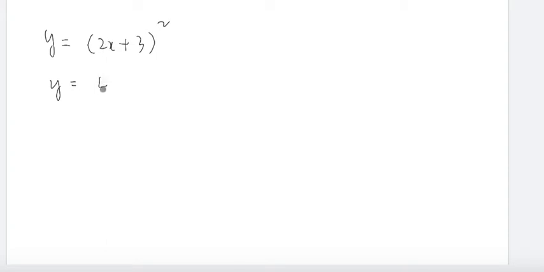So 2 times 2, 4x squared, plus 3 times 2, 6. 6 times 2, 12x, plus 3 times 3, 9. Then you do the differentiation: 8x plus 12. Finish. So done. This is the normal method.